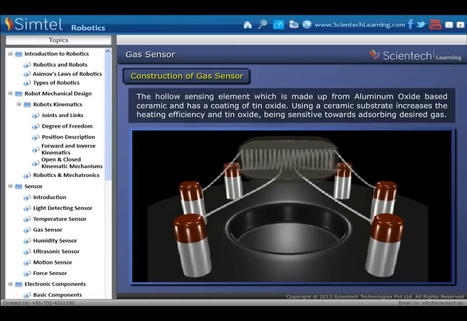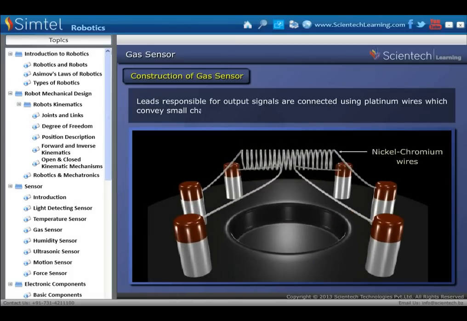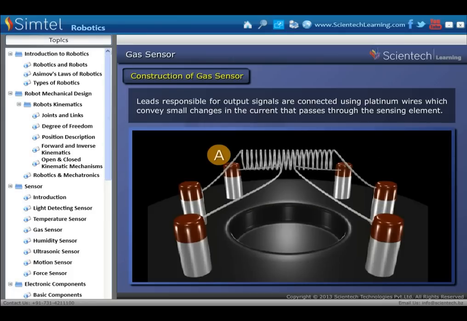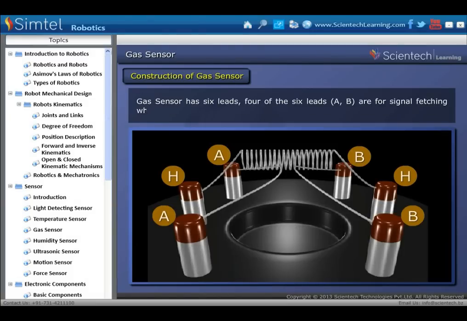Here, leads responsible for output signals are connected using platinum wires, which convey small changes in the current that passes through the sensing element. Gas sensor has 6 leads. 4 of the 6 leads, A and B, are for signal fetching, while 2, represented by H, are used to provide sufficient heat to the sensing element.